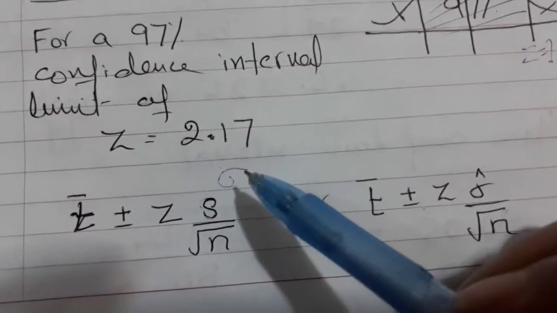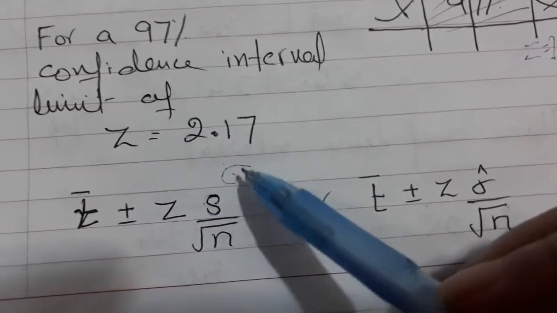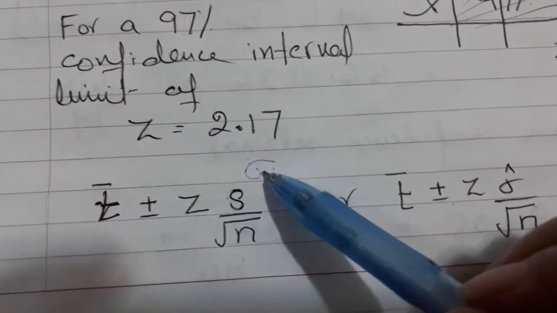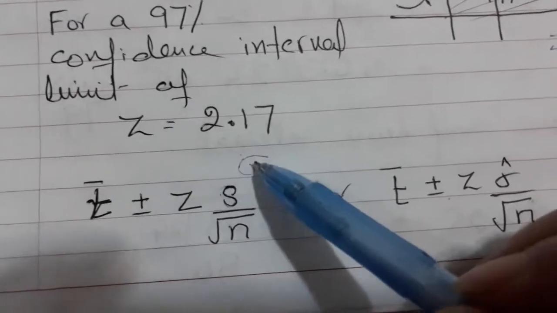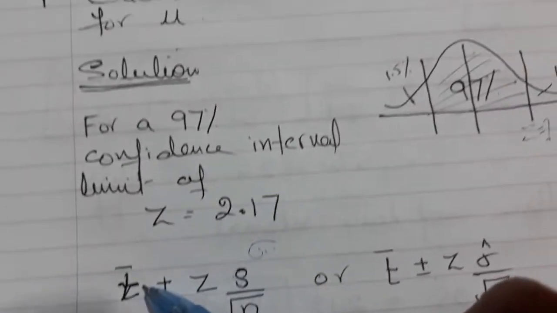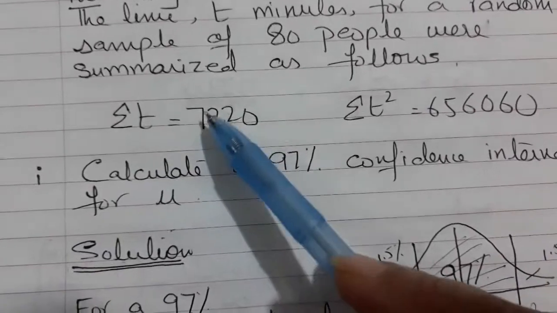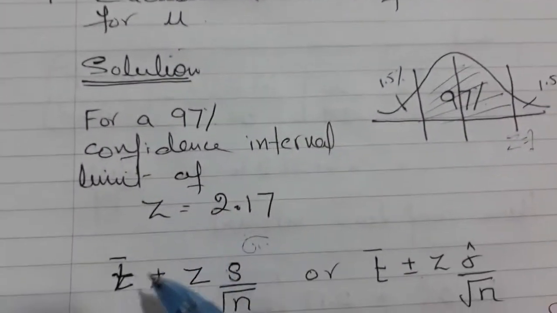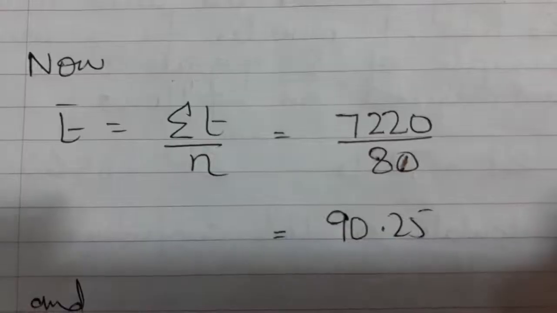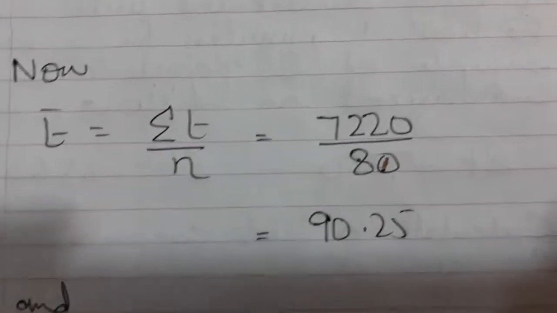Why? Because this represents the population and this represents the sample. In the question we are not given the value of sigma, the population variance. Are you getting my point? So when it is not given, the symbol will change. So t bar you will calculate how? You will calculate sigma t over n, and my n was 80. So 7220 divided by 80, that value will come here. Let's see the rest of the values. So here we have calculated the value of the mean, 7220 divided by 80, which is 90.25.